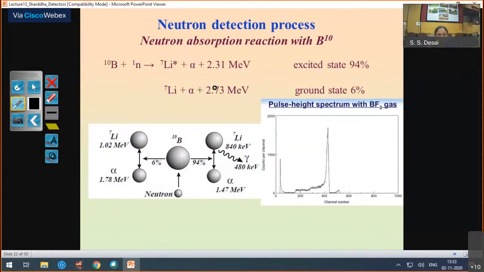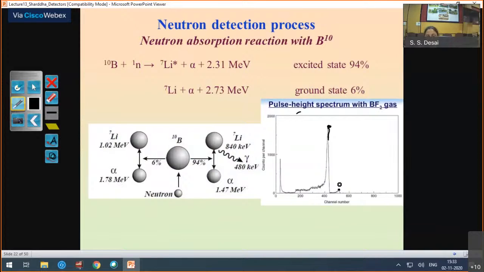So we just have the calculation here of how the energy 2.31 MeV is distributed between the lithium and alpha particle. So this energy of 1.02 and 1.78 MeV is again reflected here. You can see this pulse height spectrum with the peak at 2.31 MeV, and this other one is the 2.78 MeV ground state peak.